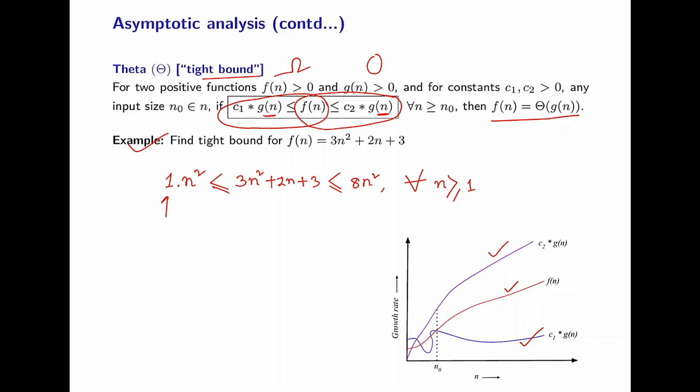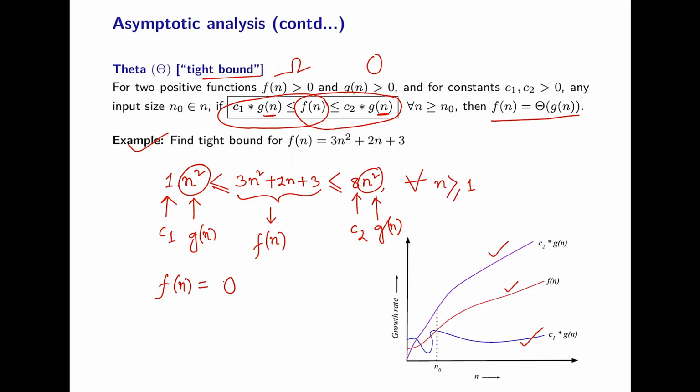Now what is the value of C1? C1 is nothing but 1. What is g(n)? g(n) is n square. So this is our given f(n). Now here what is C2? C2 is 8. Here also g(n), so it should be same as that part. So here also it is g(n), n square. Here also it is n square. So you see, in this case we can say C1 into g(n) is less or equal than f(n) is less or equal than C2 into g(n). So we can write f(n) is equal to theta of g(n).